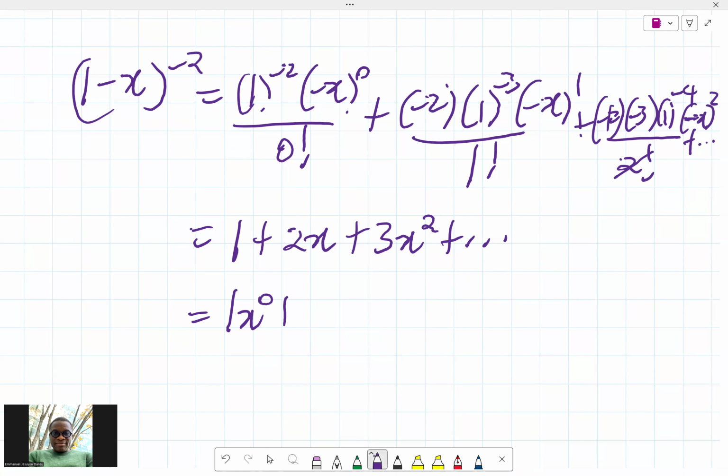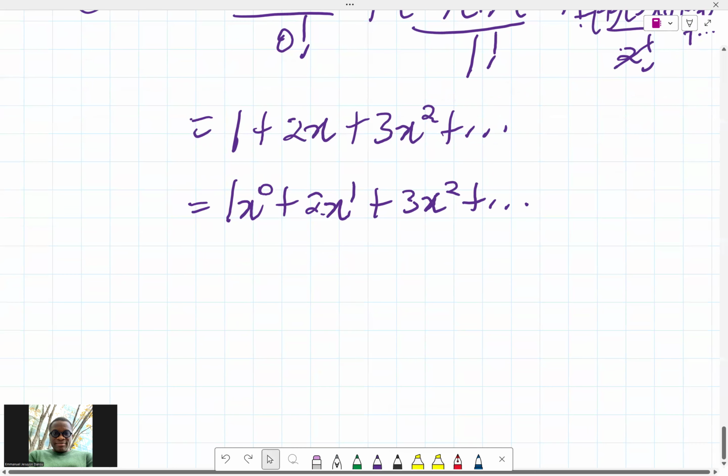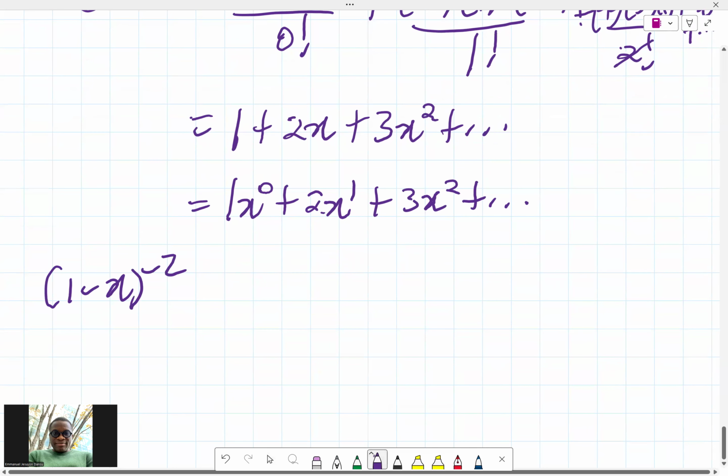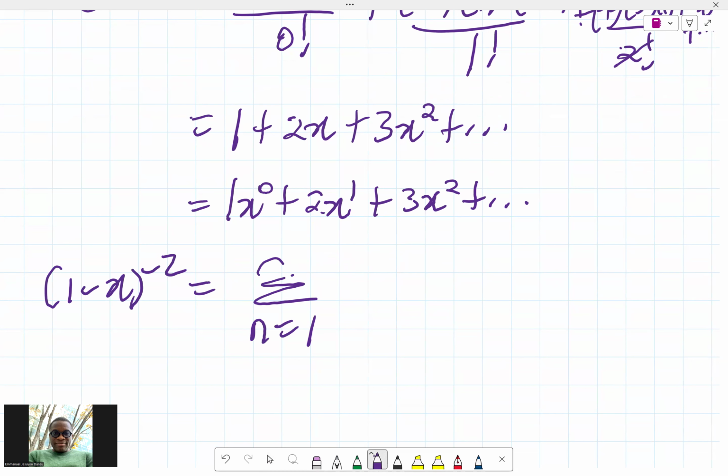Okay, I think this is it. 1x raised to power 0 plus 2x raised to power 1. Yeah, I get the pattern now. Plus 3x raised to power 2, and so on and so forth. So that's nx raised to power n minus 1. So from that pattern now, we can see that 1 minus x raised to power minus 2 is summation from n equals 1, not 0 now, n equals 1 to infinity of nx raised to power n minus 1. So we have all the three patterns.